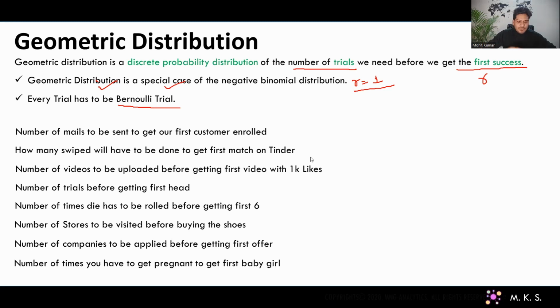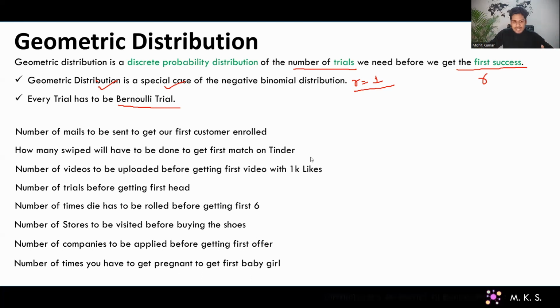Number of times you have to get pregnant to get the first baby girl. So this was a simple example which came to my mind. I just put it over here, guys. Again, it's not practical, I understand, but yes, number of times you have to get pregnant to get the first baby girl. If you create a random variable and do that experiment, then that will follow geometric distribution, right? So these are real world examples, guys, and I hope now you are able to understand the definition of geometric distribution.